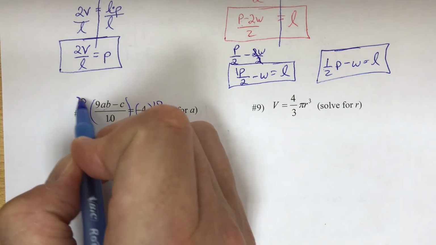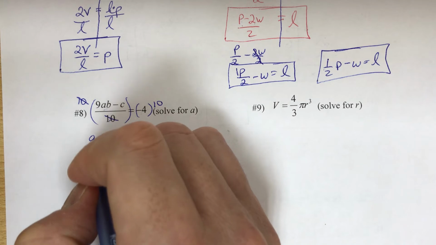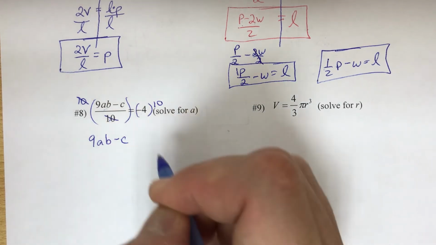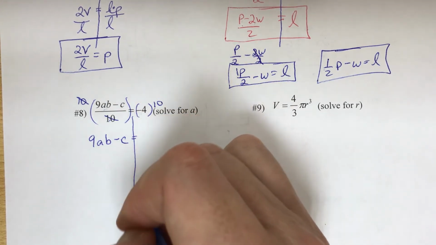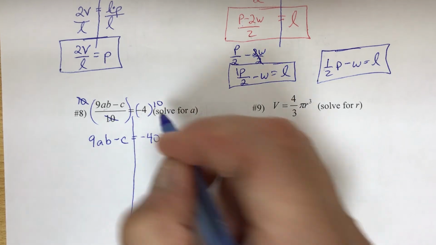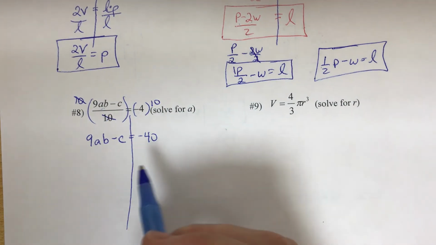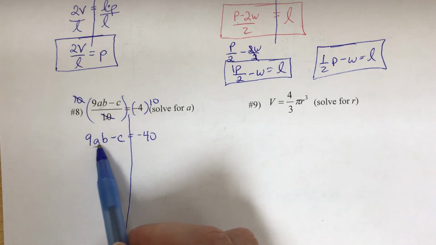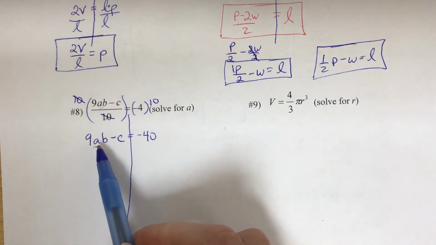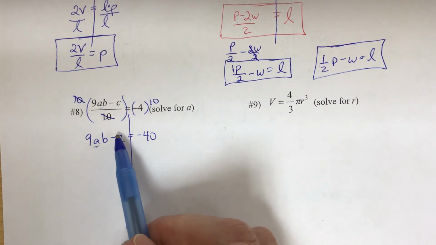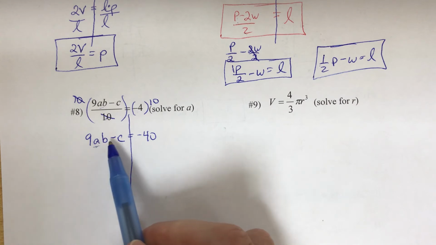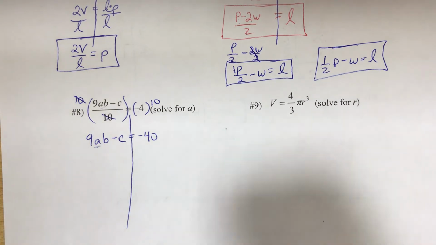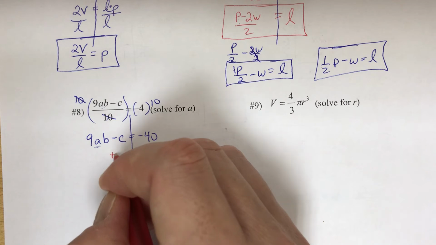10 divided by 10 is 1. So we get 9ab minus c equals, that's -40. I can actually multiply that. Now, we're solving for a. Let's move the constant first. The constant is the number that is separated from the variable. So minus c, we're going to move that. So to undo subtraction, we will add.